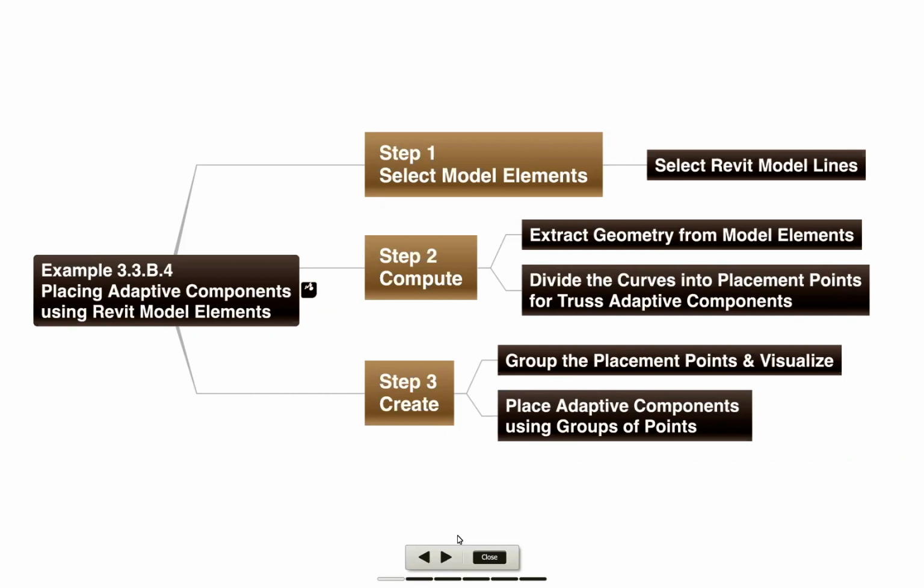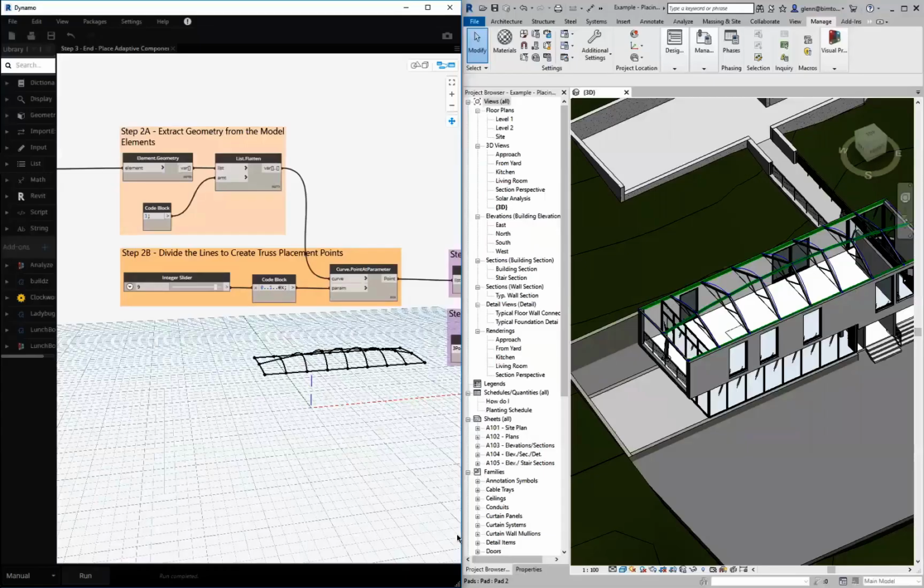So we'll place some points on those lines, then group those points, and finally use those to place some adaptive components. So again, selecting, doing a little computation, and finally creating by placing these adaptive components. Just to give you an example of where we're going with all this, it's going to look something like this. These are all adaptive components, and these green lines are model lines within the Revit geometry. The idea is what we want to do is basically place points on these green lines, okay, and then use those to place these adaptive components.